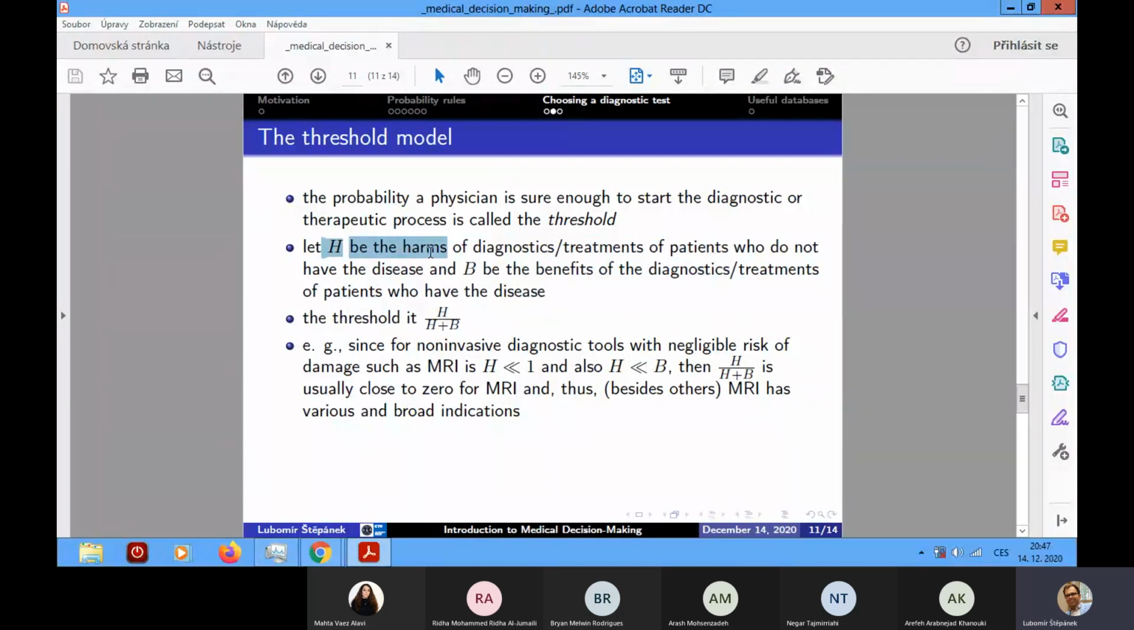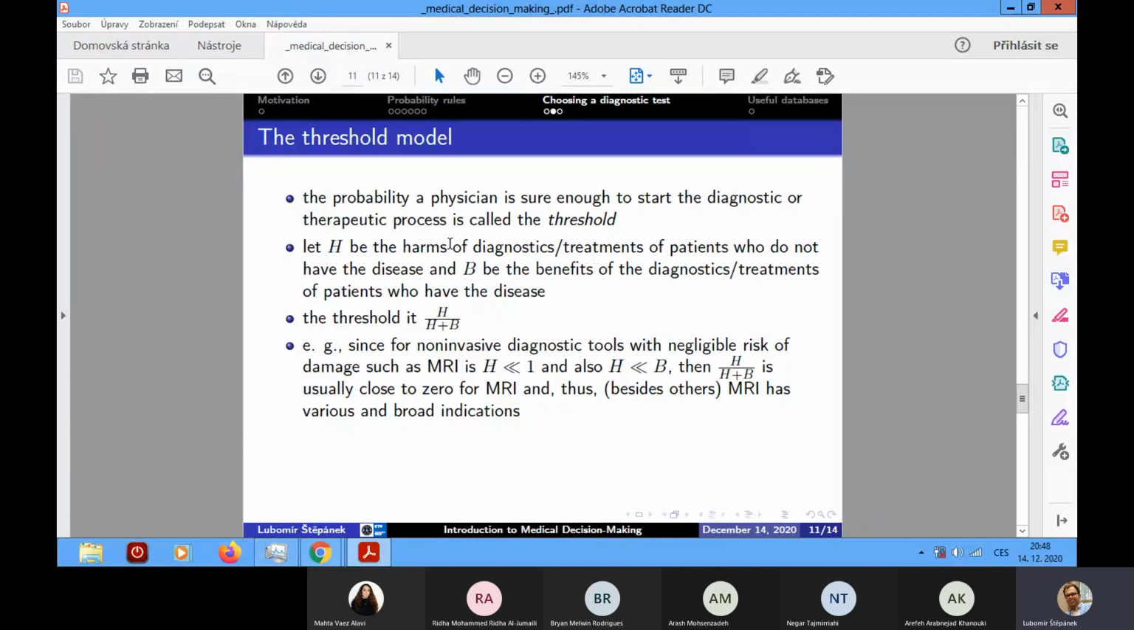So let H be all the harms of the diagnostics or the treatments for patients who do not have the disease. This is a situation we would of course like to avoid if possible: we have patients who do not have the disease, we perhaps still don't know that they don't have it, and any diagnostics or treatments could harm them. Definitely.